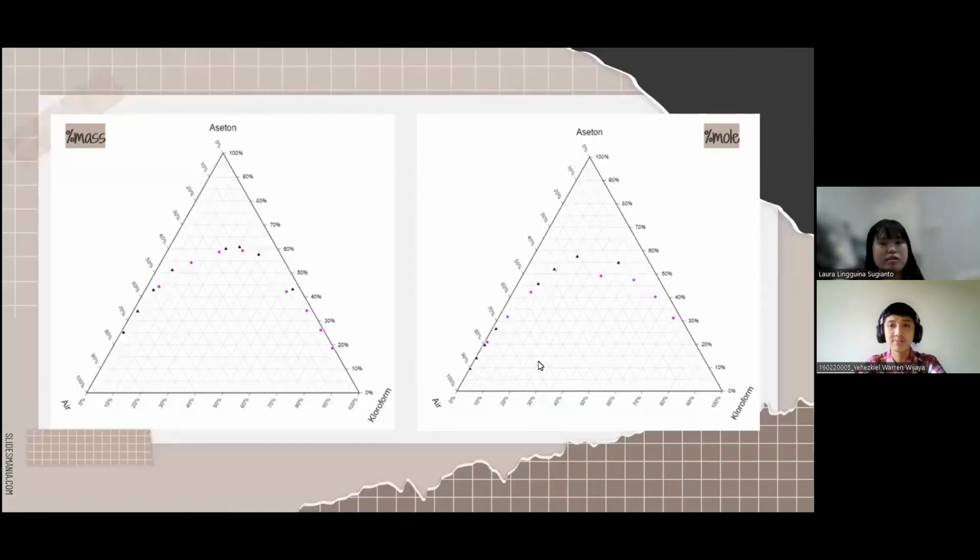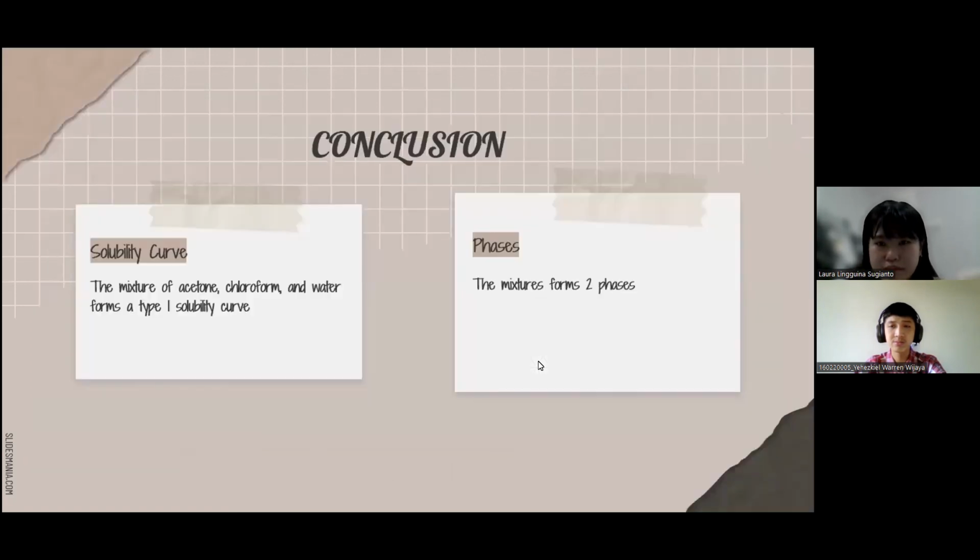Okay, the following curves are the results of the titration plot, where the left side is the percent mass and the right side is the percent mole, using a ternary diagram. On the curve, you can see the curved line indicating the formation of 2 phases at the bottom of the dome. Even if the two have the same phase, it's still called 2 phases because they do not mix with each other. The formation of these 2 phases occurs because the chloroform and water cannot be dissolved completely.